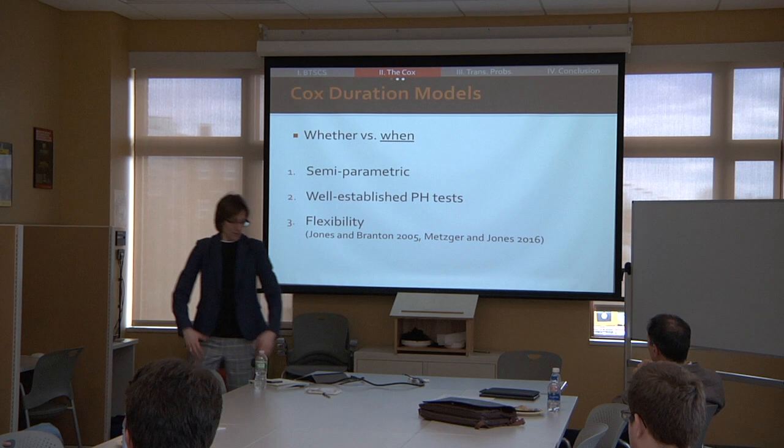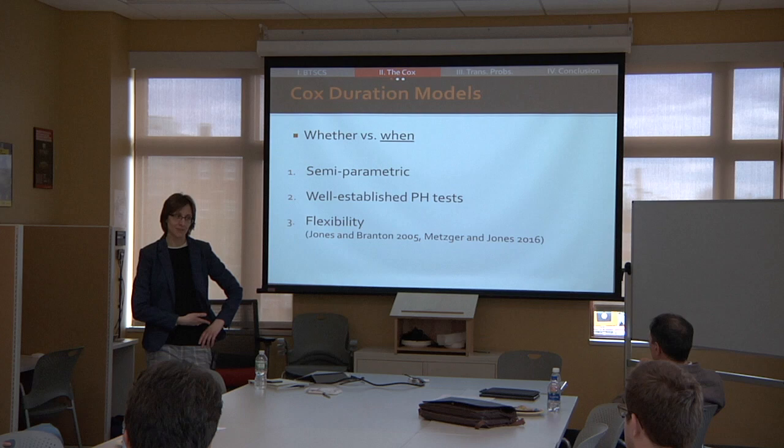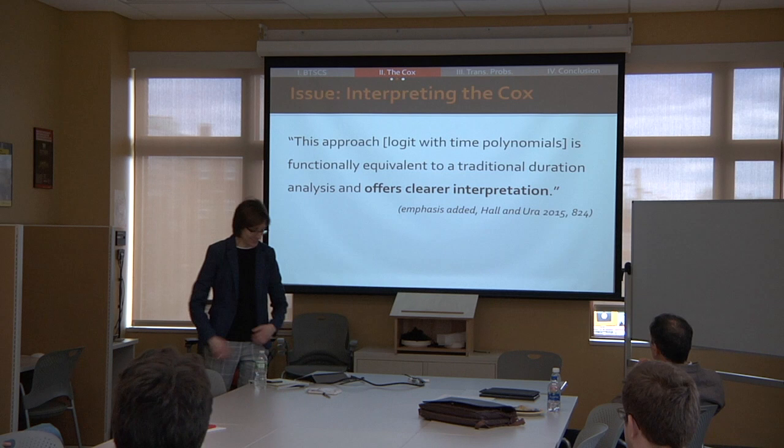So let's say I've convinced you. Of course, as academics, we are both attentive and cynical. So your question at this point is, well then, fine, if the Cox can do all of these things, why aren't we doing it already, if it has all of these properties? And this is where it comes to interpreting the Cox model.